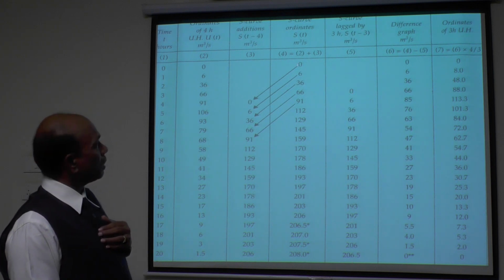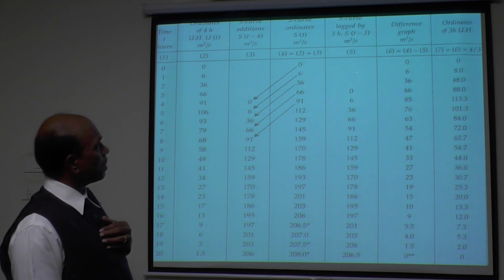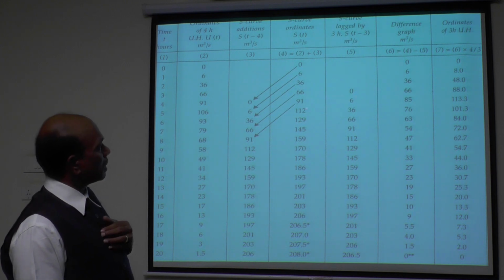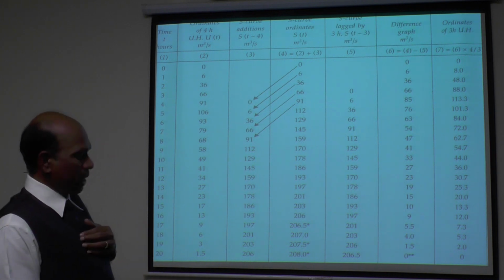Then we have these two differences. This is the S curve, this is the lagged S curve. The difference between these two is equal to 6. Next, 6, 36, 66, 91 minus 6 equals 85. These are the difference values between the S curve and the lagged S curve.